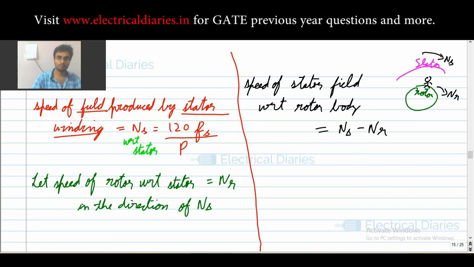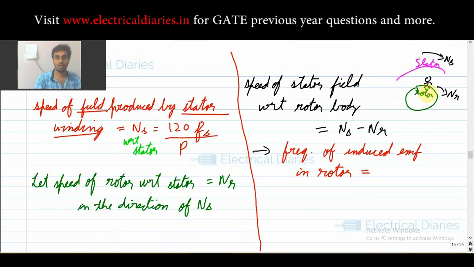Now let me write this statement: the frequency of induced EMF in the rotor. Why will there be induced EMF in the rotor? For induced EMF by Faraday's law, we need three things. We need the magnetic field, we need the conductor, and we need the relative motion. That is very important.